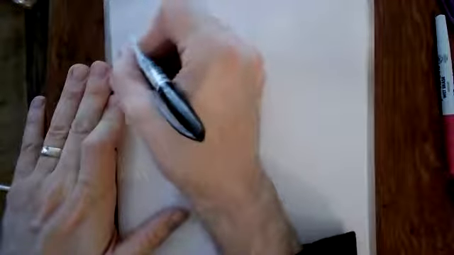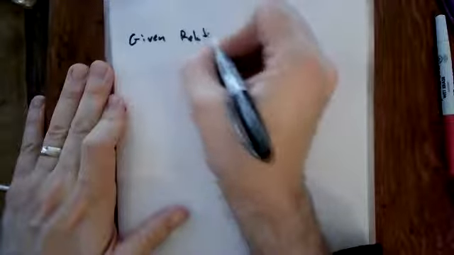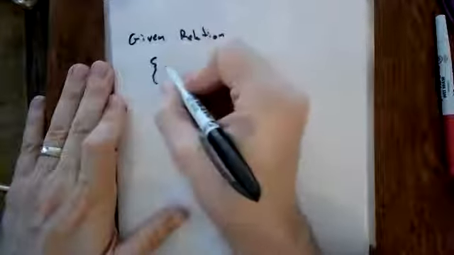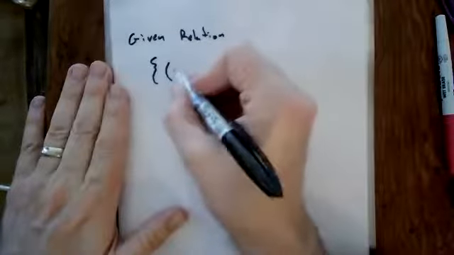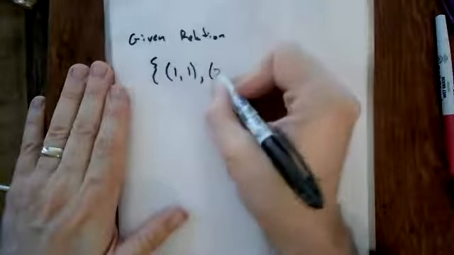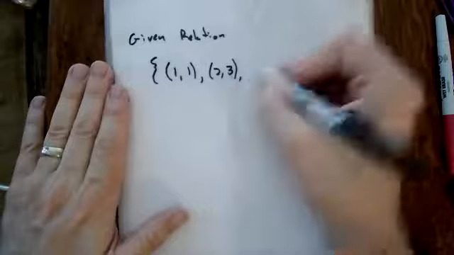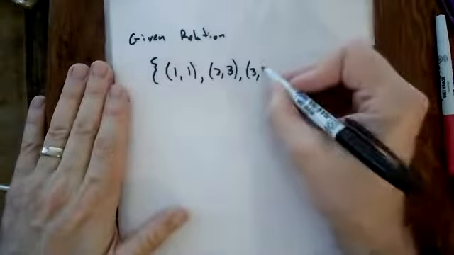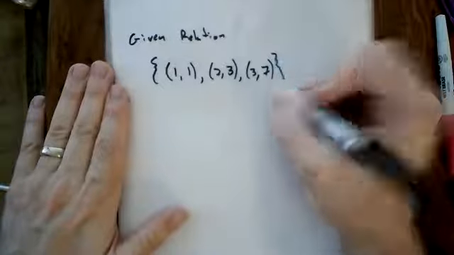If you're given a relationship, you can tell by looking at the members of the domain and range. Let's say I'm given a relation, and instead of just listing domain and range, I'm going to give a set of X's and Y's: 1, 1; 2, 3; 3, 7. And there we have it.